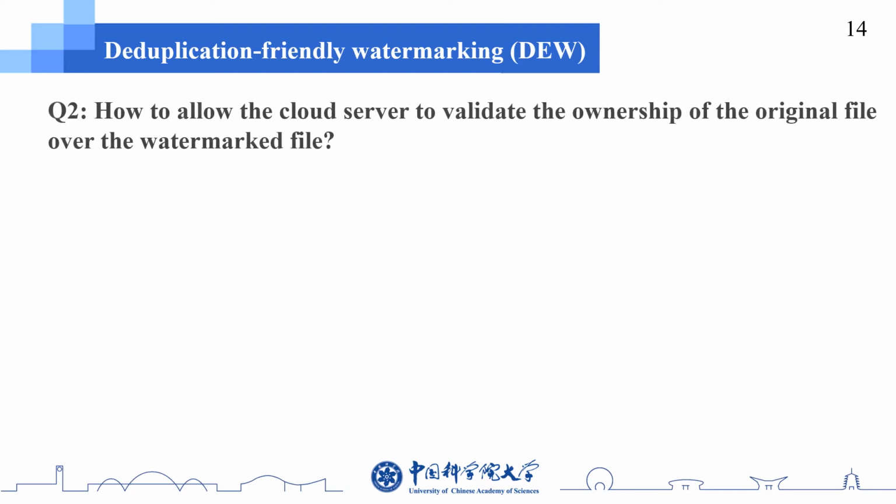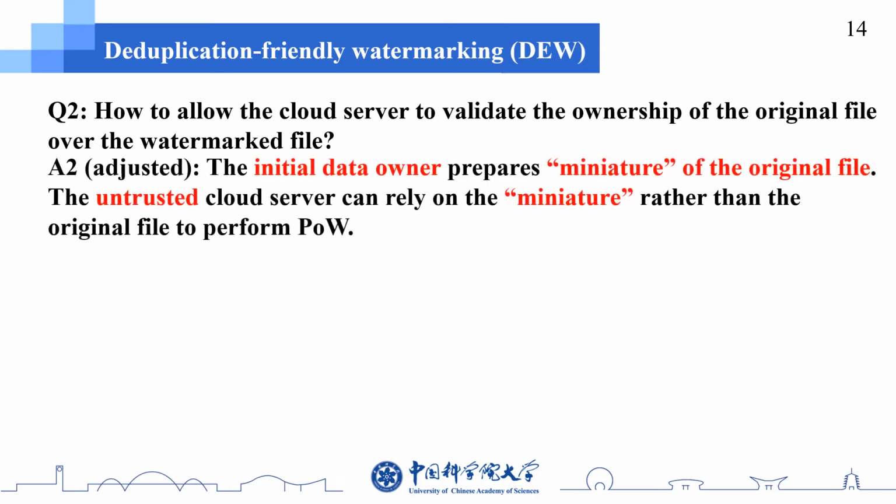But the traditional POW cannot work here since, in our setting, the cloud server is untrusted and only has access to the watermarked file rather than the original file. So to allow the cloud server to check the ownership of the original file, we require the initial data owner to prepare a miniature of the original file to assist the cloud server. Such miniature needs to be carefully designed to fulfill security and performance requirements.